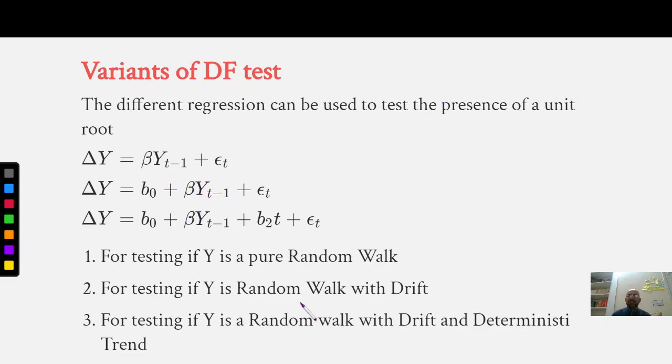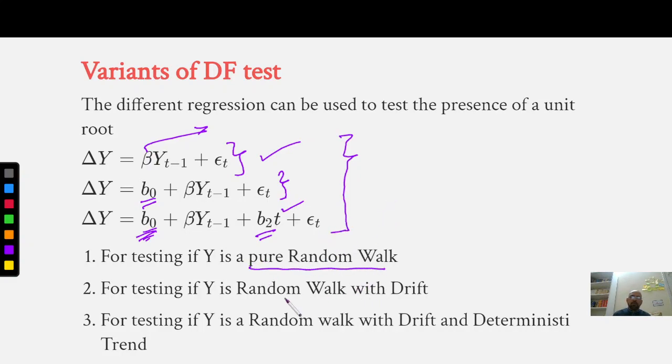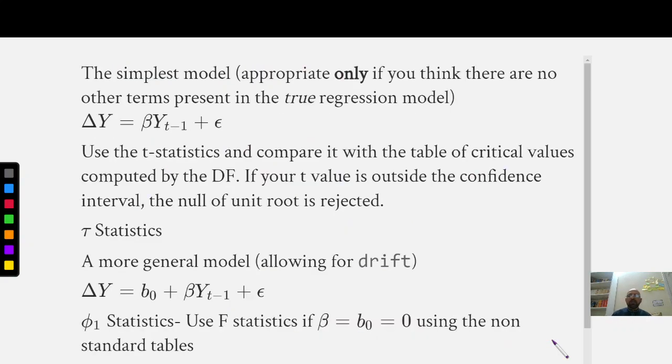Now we have three cases. The first case is the pure random walk model. We say no drift parameter, and if b is 0, it is a unit root test. We call it the pure random walk model. This is the case when you have a drift parameter: a random walk with drift. And you have a deterministic trend here as well. So if a deterministic trend term is there, the drift term will be there. You use either of these three models. The first one is called pure random walk, the second is random walk with drift, and the third is called drift and deterministic trend. Then comes how we apply the Dickey-Fuller test.